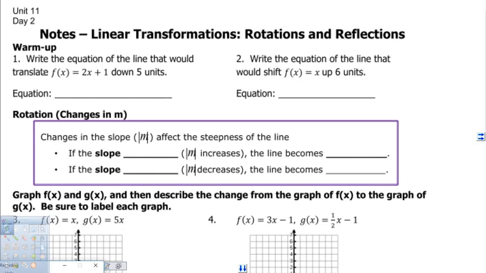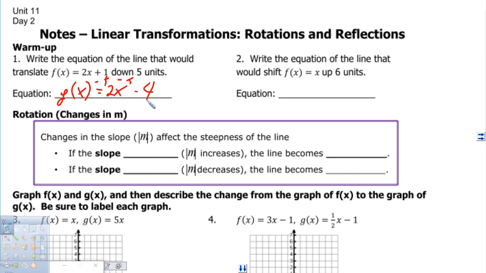Alright, Unit 11, Day 2, Linear Transformations, Rotations, and Reflections. So, this first little bit is a warm-up, and it's just asking us to write the equation of a line that would translate f of x, 2x plus 1, down 5 units. So, since it says down 5, we're going to subtract 5 from the y-intercept, and that's going to be g of x equals 2x minus 4. Alright?